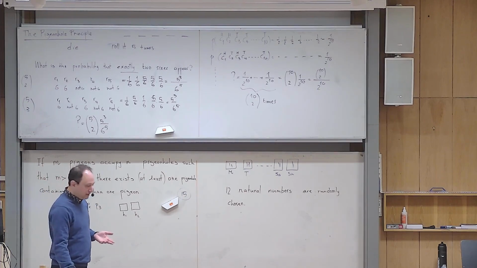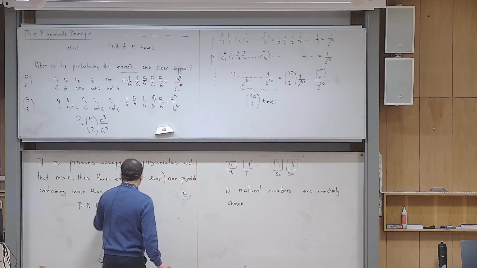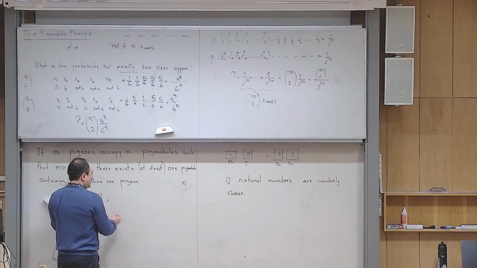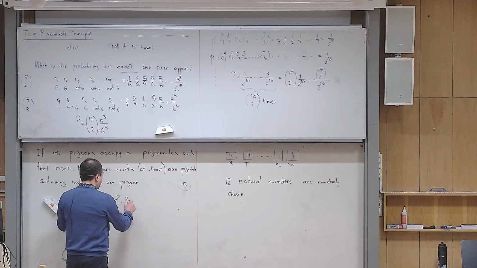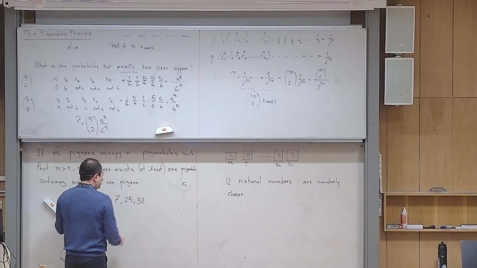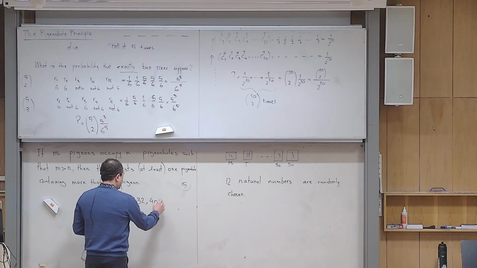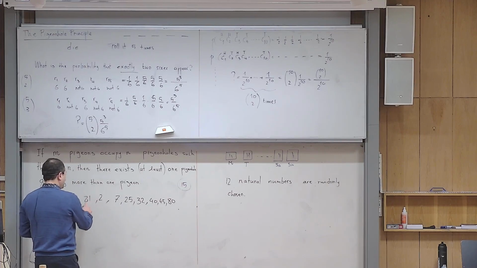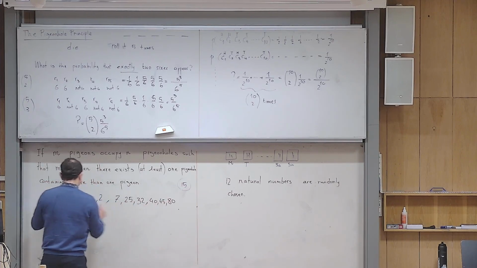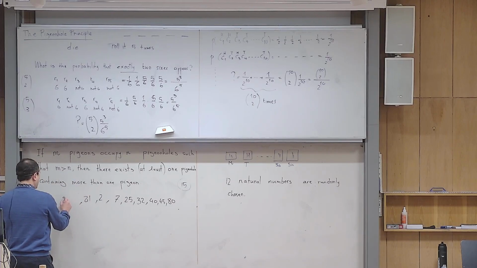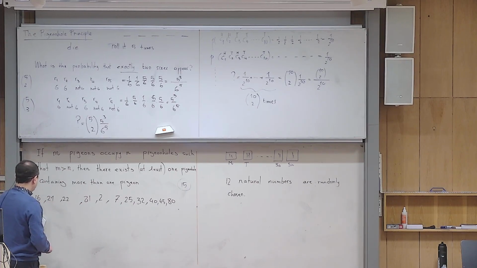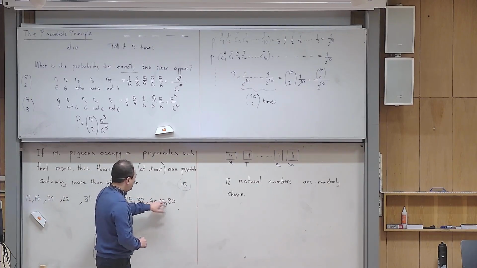So for example, can you tell me, of course, we need calculators, but let me choose the numbers simple, okay? So I don't know, for example, 2, 7, 25, 32, 40, 45, 80, 81, 1, 2, 3, 4, 5, 6, 7, 8, 22, 21, 16, 12. So how many of them are there? 1, 2, 3, 4, 5, 6, 7, 8, 9, 10, 11, 12.